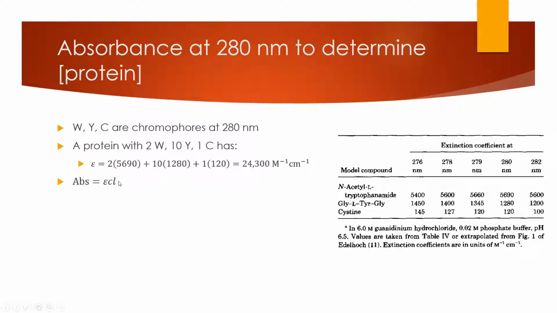So the L, the path length, is standard based on the instrument. So if we know the molar extinction coefficient, we can just measure the absorbance of our protein at 280 nanometers if it's pure and figure out its concentration. So this is one very powerful way that we can use to figure out the concentration of a protein using spectroscopy.